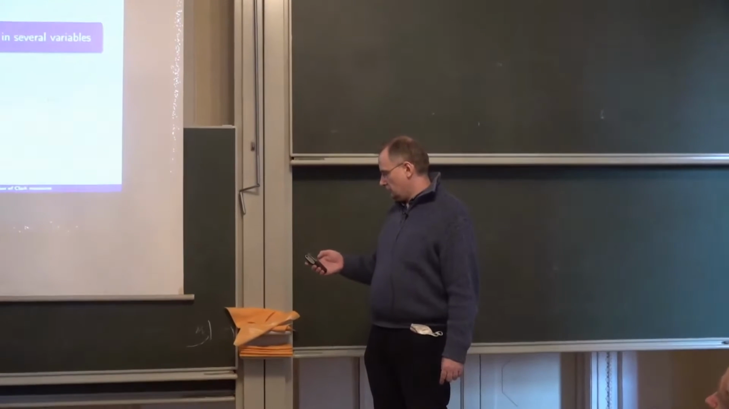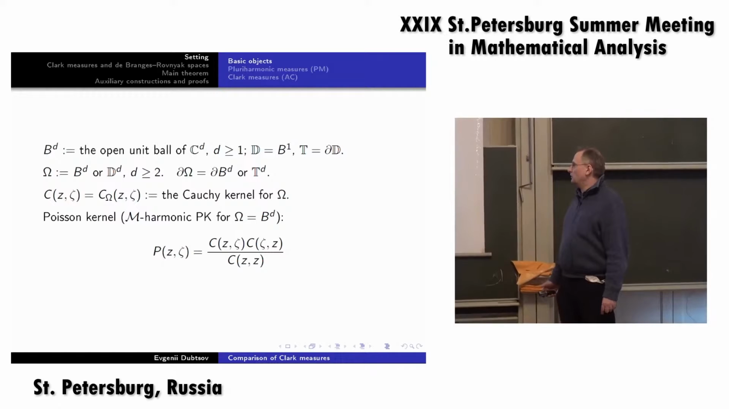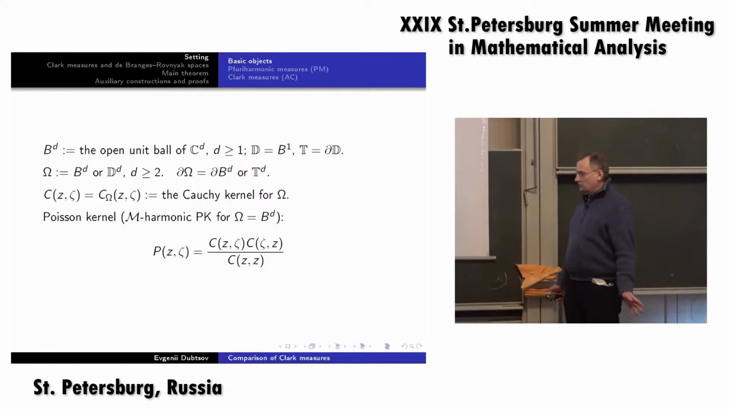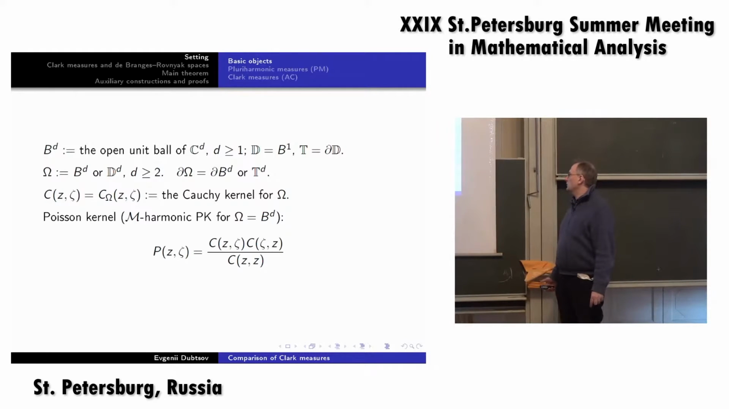First of all, I introduce some basic notation. B_d is the unit ball in C^d. B_1 will be the special object, the unit disk D. T is the boundary of the unit disk. So I consider as Omega the unit ball or the unit polydisk in several variables, at least two variables. And the boundary of this Omega is just the standard unit sphere or the distinguished boundary of the polydisk. So this is the torus T^d.